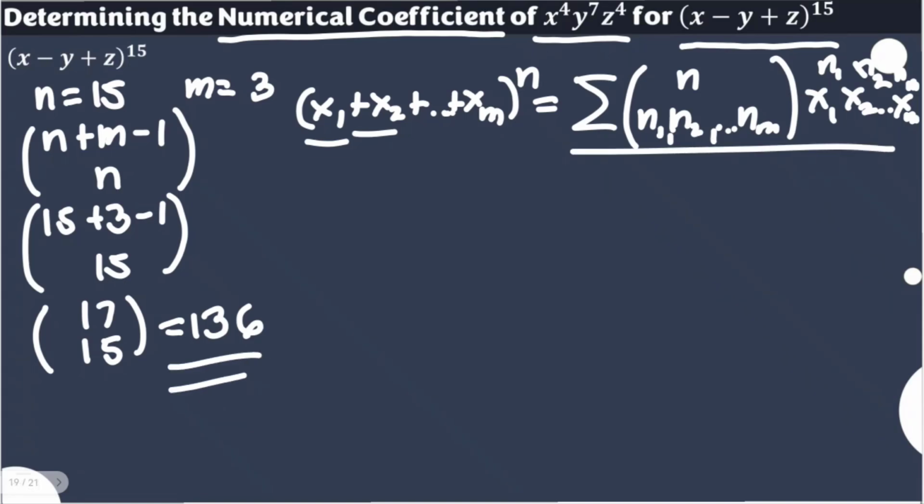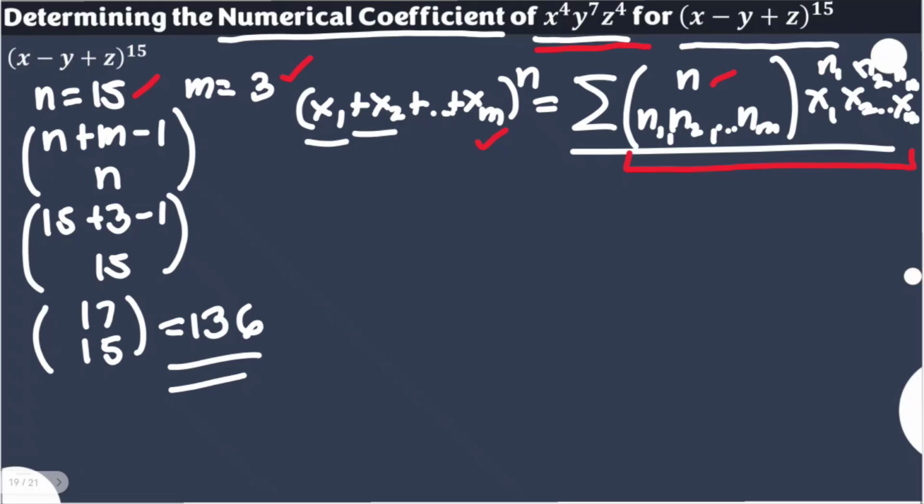But since we are just asked about the numerical coefficient, we are just going to use this portion in the formula. No need to identify the sum because we are to specifically find the numerical coefficient of the term with x to the power 4, y to the power 7, and z to the power 4 literal coefficient. How do we determine that? In this item, we know already our n. And even if m is not of use in determining the coefficient, we know our m being here.